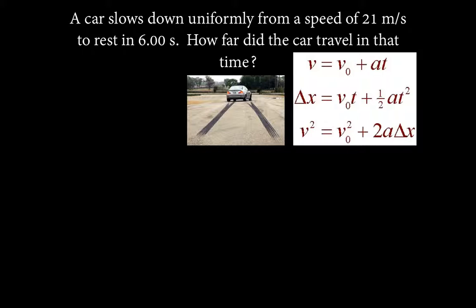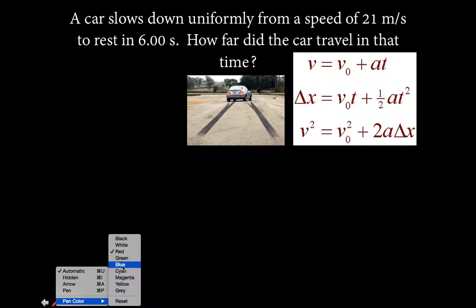The problem reads, a car slows down uniformly from a speed of 21 meters per second to rest in 6 seconds. How far did the car travel in this time? Reading the problem, we see that we're looking for our delta x, but we are given some information that we can write down before we choose an equation to solve with.